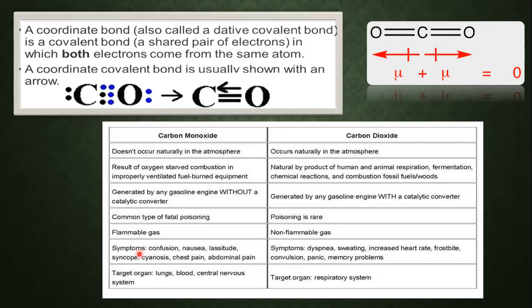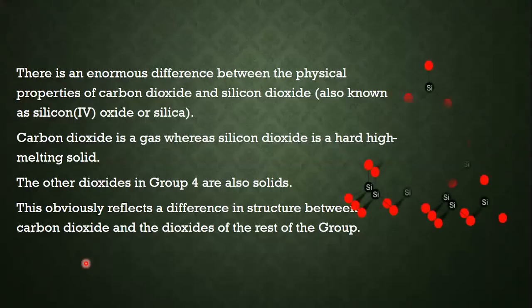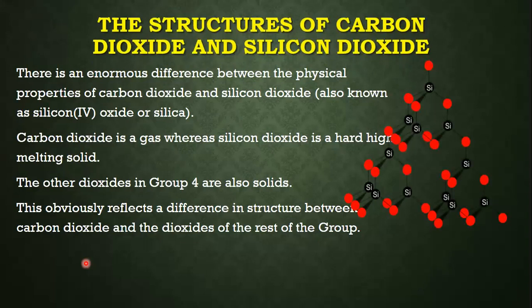If carbon monoxide increases in our atmosphere, it gives nausea, syncope, chest pain, and abdominal pain. While carbon dioxide gives sweating, increased heart rate, frostbite, convulsions, panic and memory problems. Carbon monoxide targets major organs like the lungs, blood, and central nervous system, while carbon dioxide targets the respiratory system. The next topic is the structure of carbon dioxide and silicon dioxide.